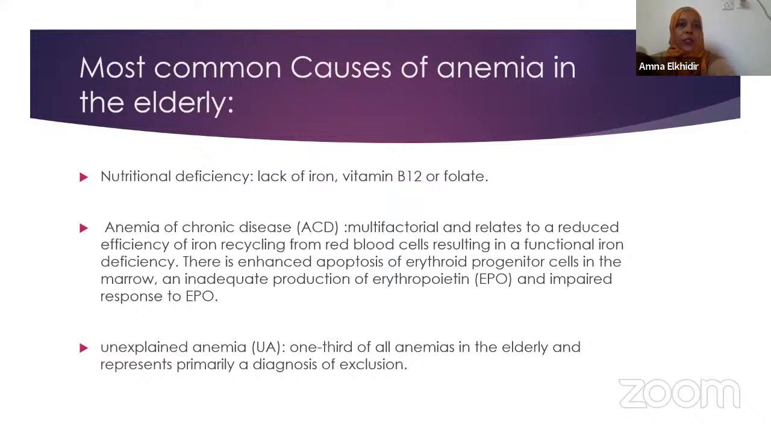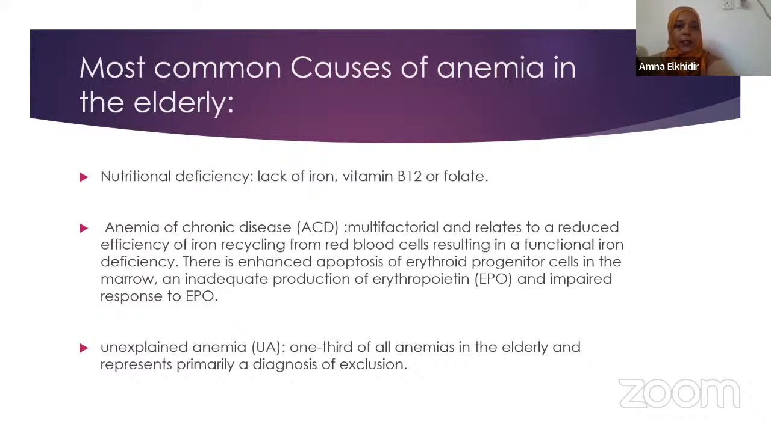The most common causes of anemia in the elderly are nutritional deficiencies, anemia of chronic disease, or unexplained anemia. Nutritional deficiencies include lack of iron, lack of vitamin B12, or folate. Anemia of chronic disease is usually multifactorial. It causes anemia by functional iron deficiency. There is enough iron in the body, but there is decreased utilization of iron.